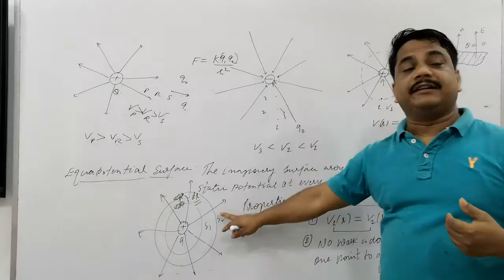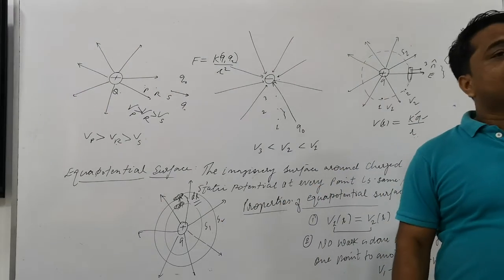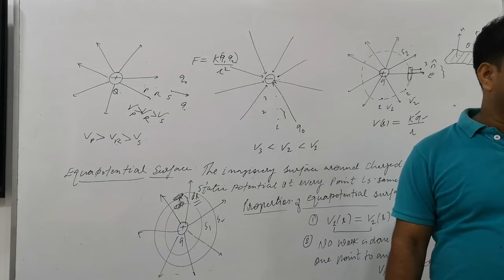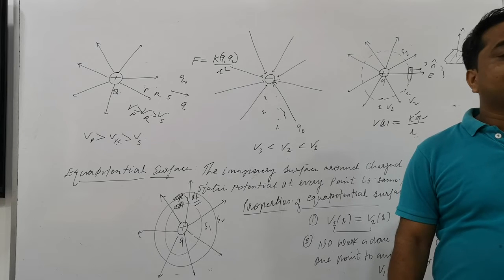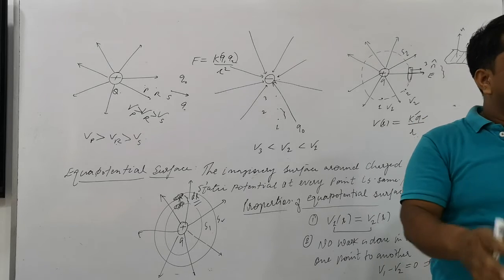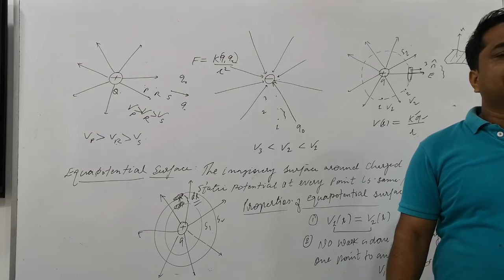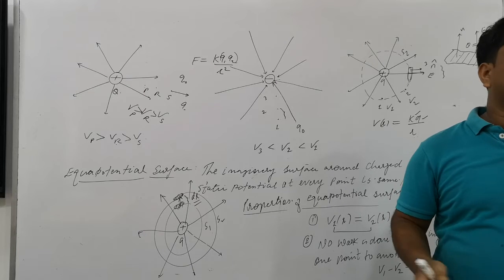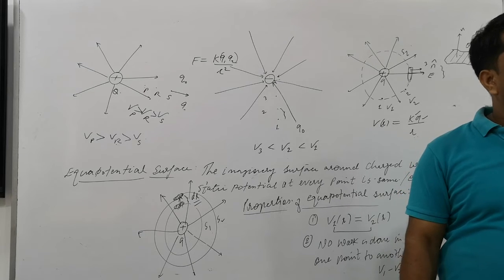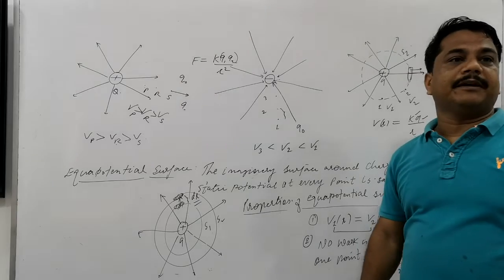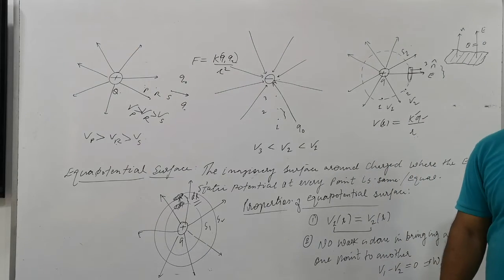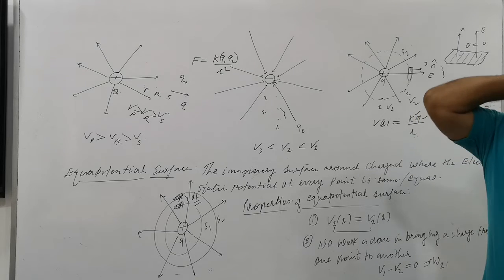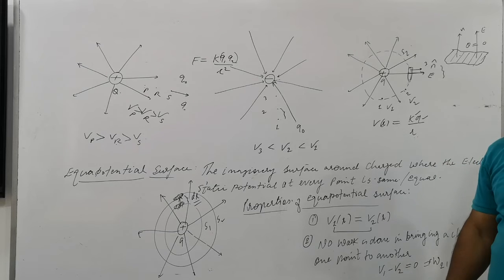If the field is radial, then the equipotential surface will be spherical, right? It means the direction of the field and the field line pattern predict the shape of the equipotential surface. You can also write this down. Clear? Please write the next property: field lines are perpendicular to the equipotential surface.